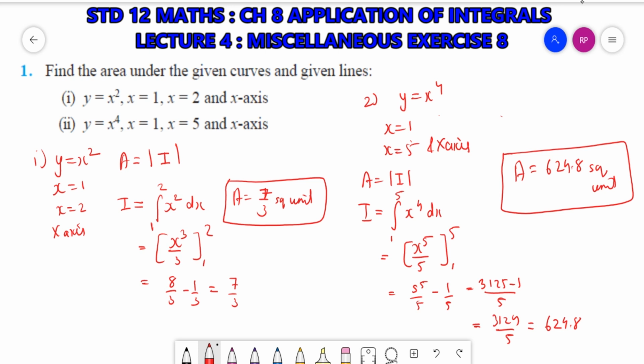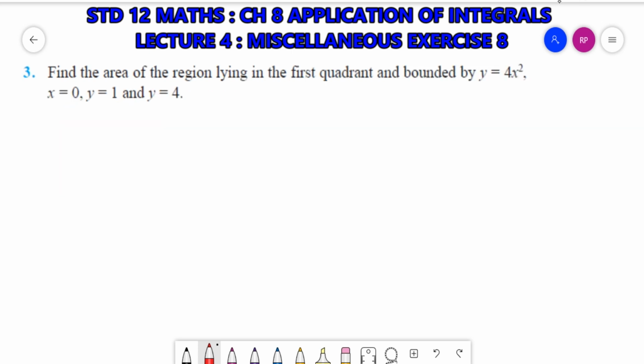Now let's move to the next, that is question number 2. Sorry, let's see question 3. Find the area of the region lying in the first quadrant and bounded by y equal to 4x square, x equal to 0, y equal to 1, and y equal to 4. Now see, here the curve is given, y equal to 4x square. Again, you can solve without drawing the graph.